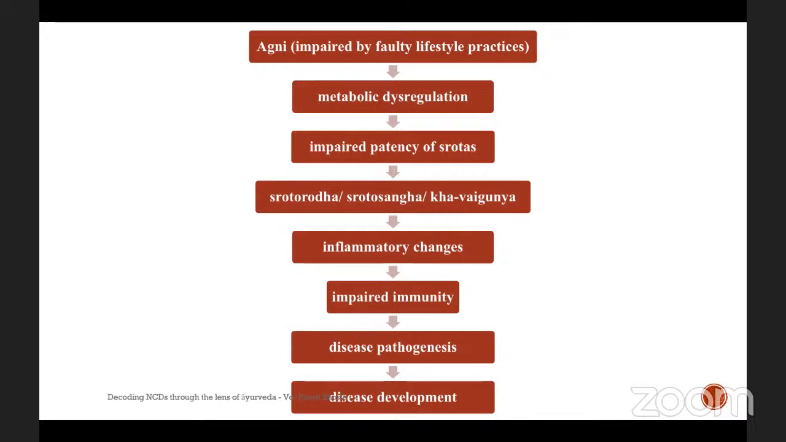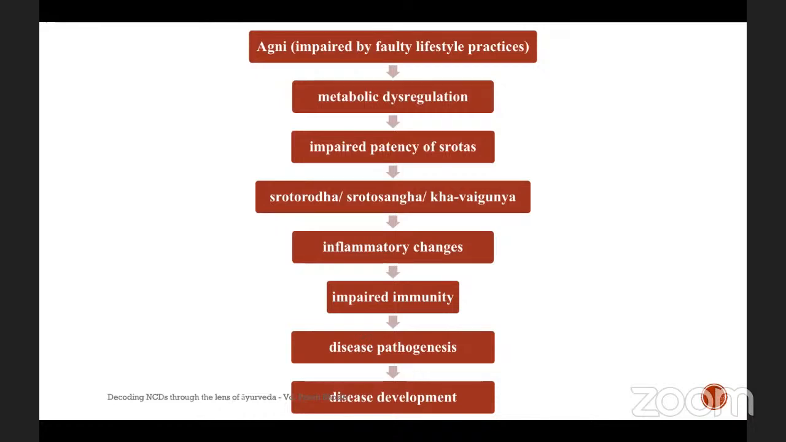Now, simplifying all what I have said before, Agni is impaired by faulty lifestyle practices, not just the diet alone. Now, diet in Ayurveda is far more than what we call the macronutrients, micronutrients, or the combination of protein, energy, fats, and vitamins. It is much more than that. We have shadras, then we have various forms of how to consume the meal, which ras we have to take first, and all those factors play a very important role.